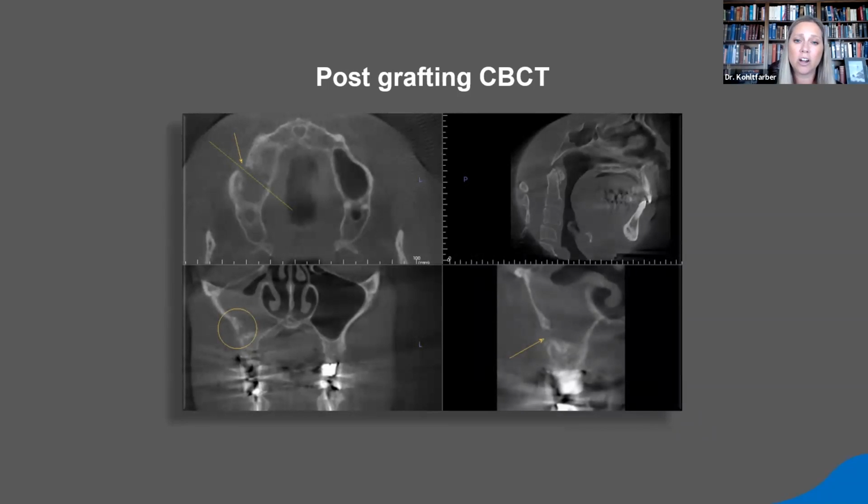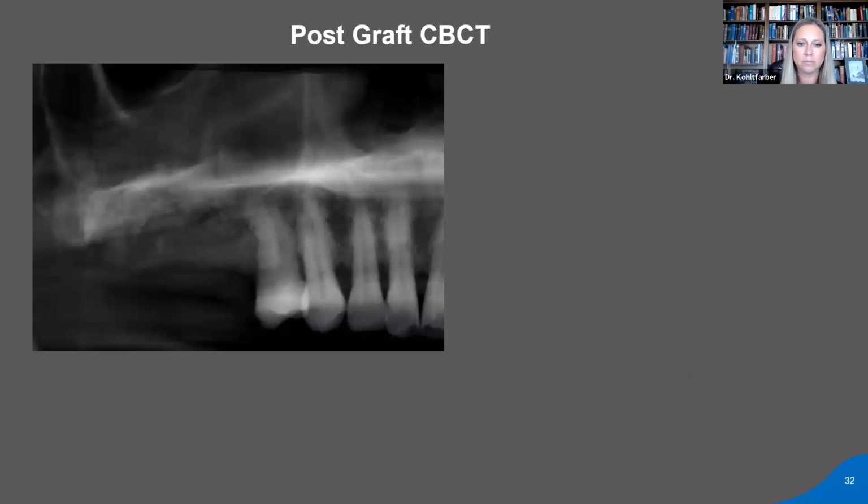Actually, we have a large fibrous defect. We have an extensive mucosal thickening on that side that is iatrogenic in origin. Where did all of our beautiful bone graft go? Well, the patient swallowed it. So that was a pretty expensive swallow.